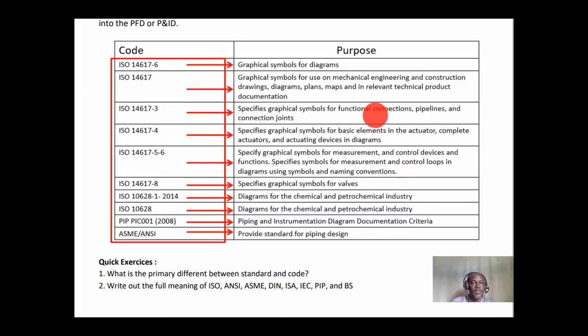In addition, we also have some other codes and their purpose. For example, we have ISO 14617-6. The purpose of this code is for graphic symbols for diagrams only. Then we have ISO 14617. What's the purpose? For graphic symbols for use on mechanical engineering and construction drawings, diagrams, plans, maps, in relevant technical product documentation. I leave you with quick exercises.